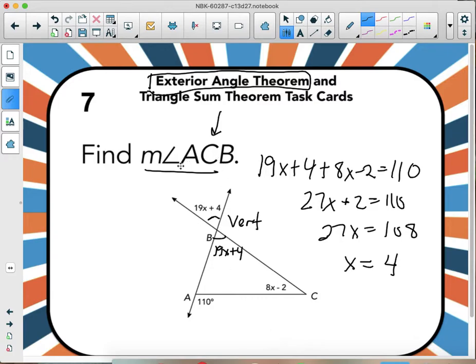So I look for, again, ACB, C being the actual letter I'm looking at. So C is this angle down here. So I would do 8 times 4 minus 2. 8 times 4 is 32 minus 2 equals 30. So again, 30 degrees would be my answer.